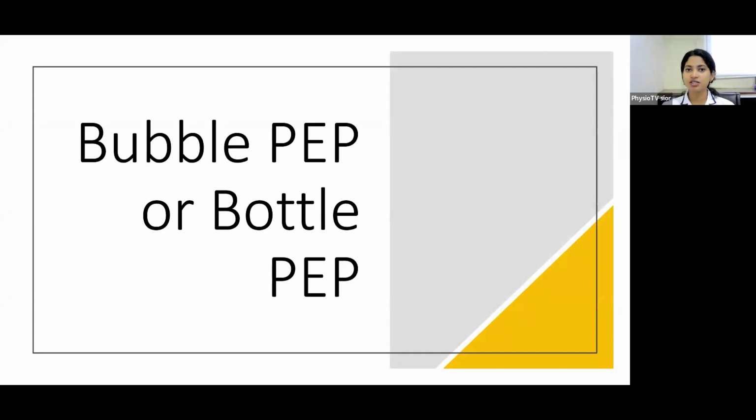So as we saw, these devices are not complex, but they are specific devices. And being in a country like ours, not all of the population would be able to access these devices. So to target such a population, we have an easier and more convenient method called the bubble PEP or the bottle PEP. Let's understand what that is.